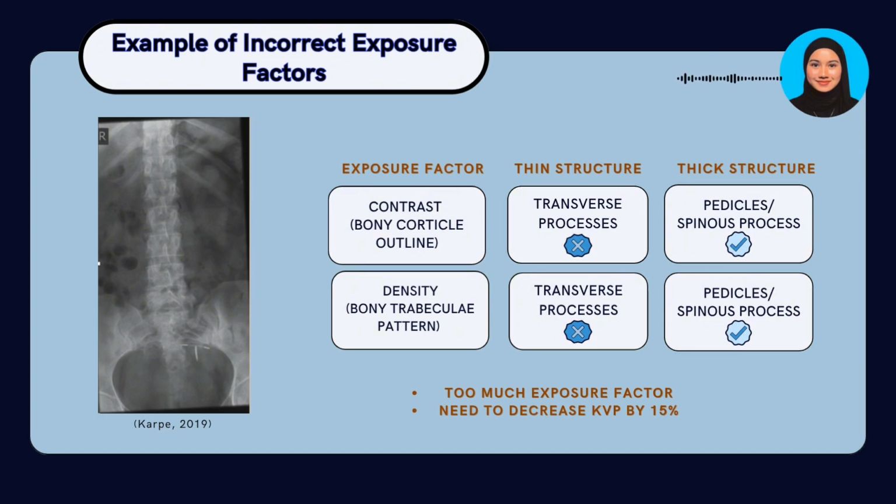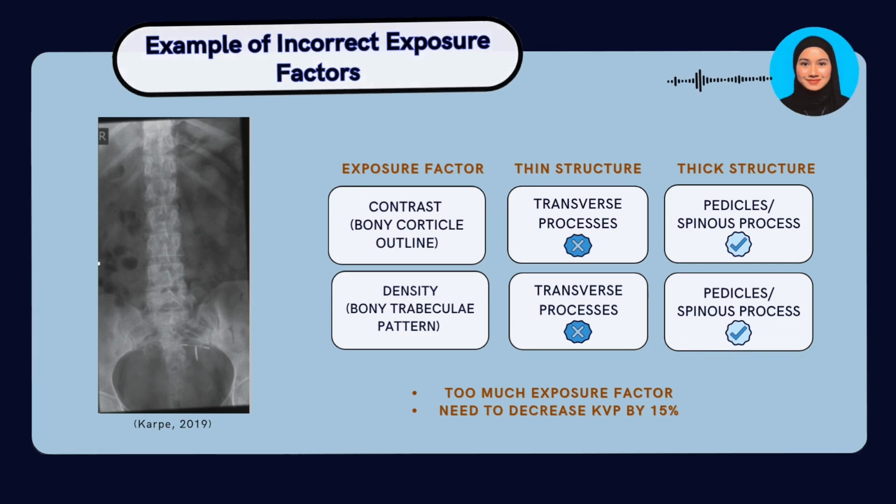For density, the BTP of the transverse process, which is the thin structure, is not visible, but the BTP of the pedicles or spinous process, which is the thick structure, is visible, hence this suggests overexposure. So, this radiograph indicates excessive exposure, meaning the image is both overpenetrated and overexposed. Thus, the KVP should be reduced by 15%.